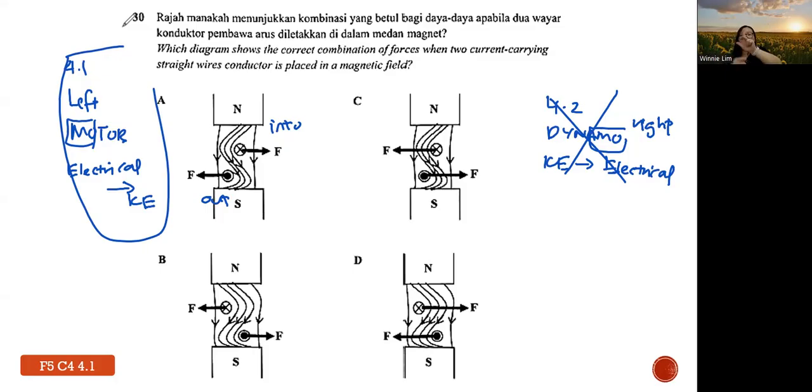Once you fix the current, you cannot turn your hand anymore. You must only turn your north-south or rotate clockwise or anticlockwise. So I will do until like that. See or not? My thumb is where? Towards the left. So that means this one is wrong already. So either this or this.